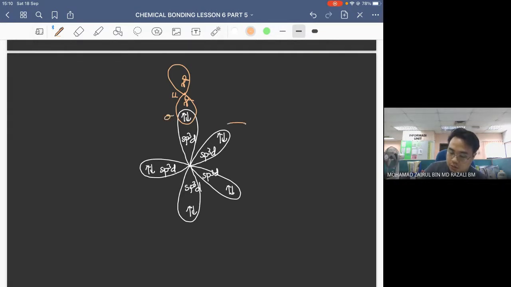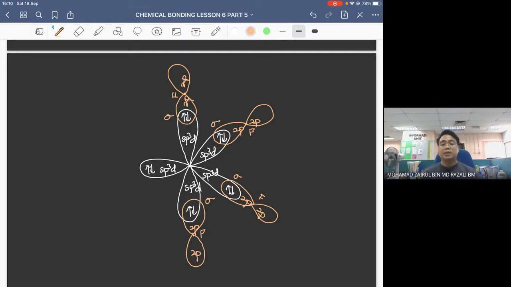Okay, same goes with this one. Label 2p, label element itu label overlapping dia sebagai sigma. Okay, this one also. So draw 2p. Label element, label overlapping. Same goes with this one. Dia akan jadi 2p, 2pF, and this one also label as sigma.